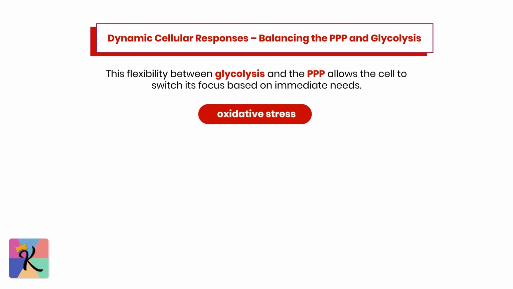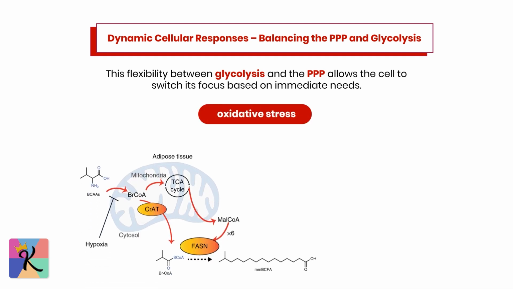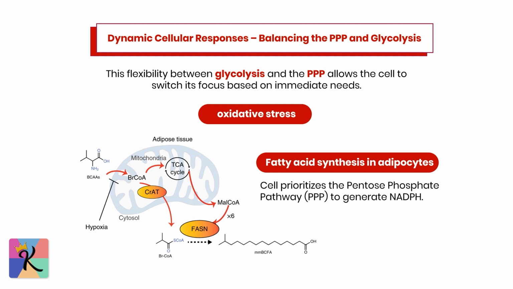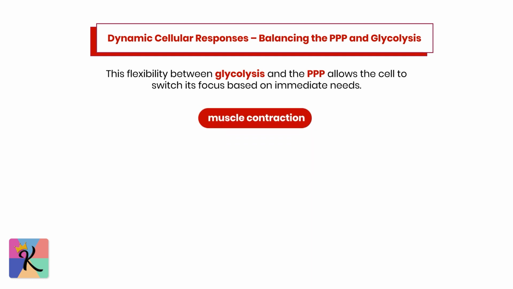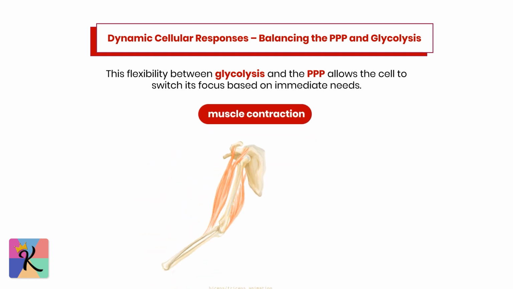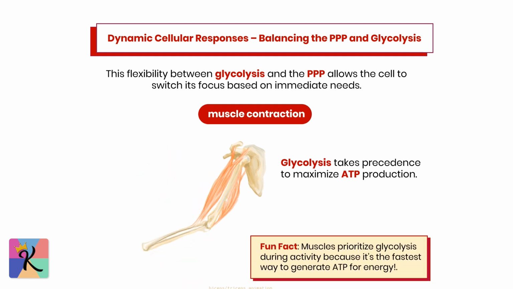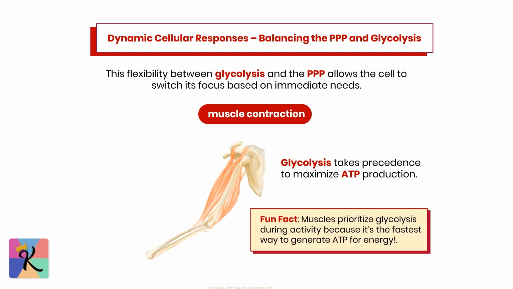For example, during oxidative stress or high anabolic activity, such as fatty acid synthesis in adipocytes, the cell prioritizes the PPP to generate NADPH. Conversely, during intense activity like muscle contraction, glycolysis takes precedence to maximize ATP production. Fun fact, muscles prioritize glycolysis during activity because it's the fastest way to generate ATP for energy.